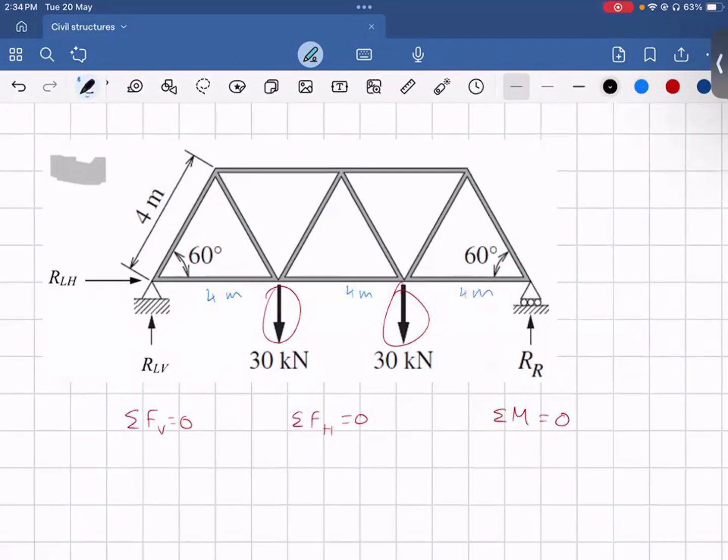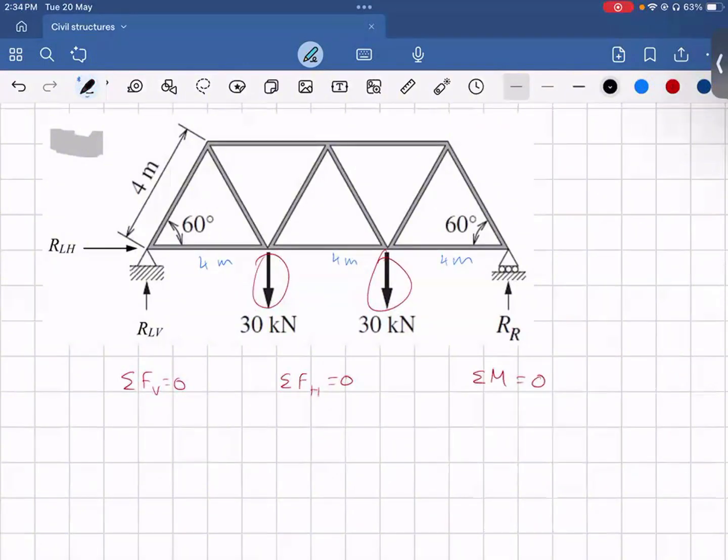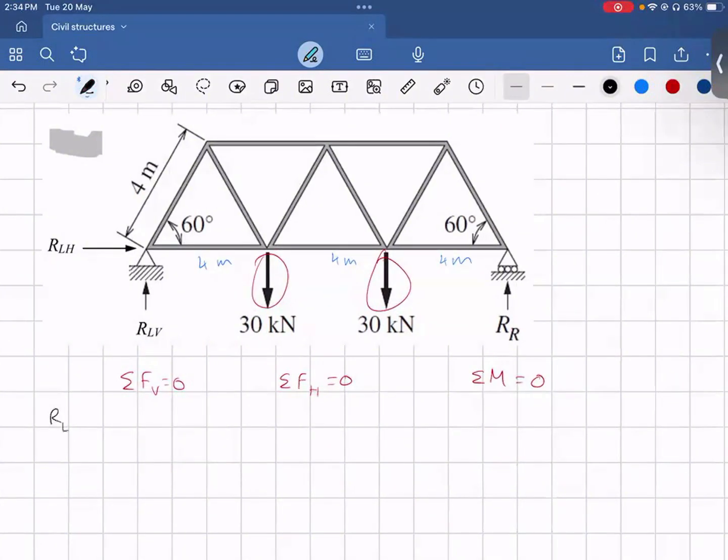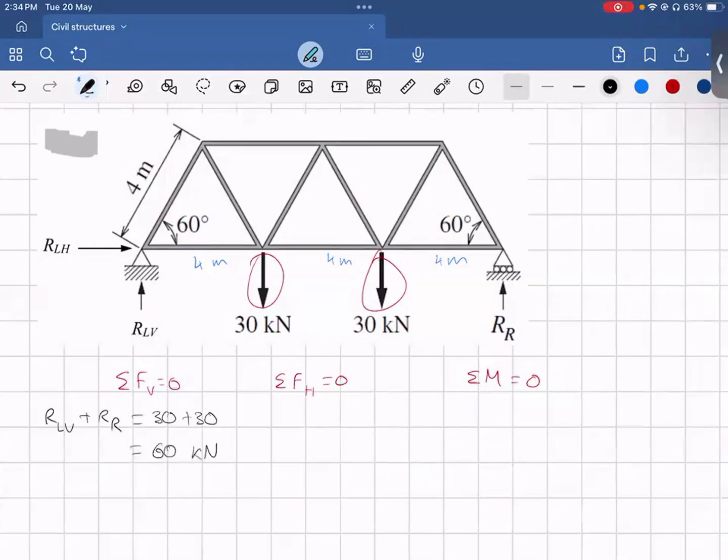Now let's get started into determining our reaction forces. The first thing we can do is account for the equilibrium of vertical forces equal to 0. Therefore, RLV plus RR, which are both going up, are equal to 30 kilonewtons plus 30 kilonewtons because they're both acting down. Therefore, together, they're equal to 60 kilonewtons.